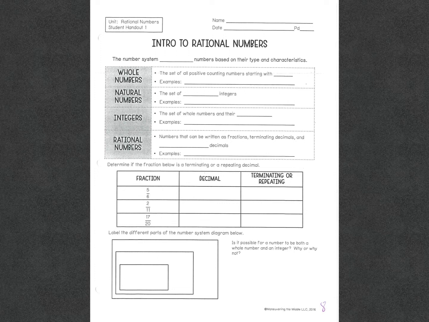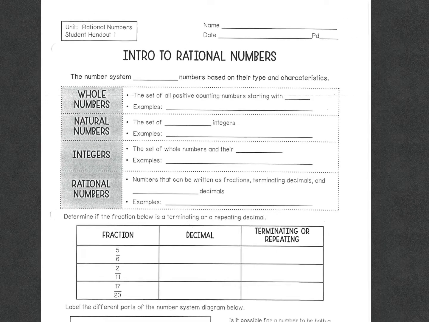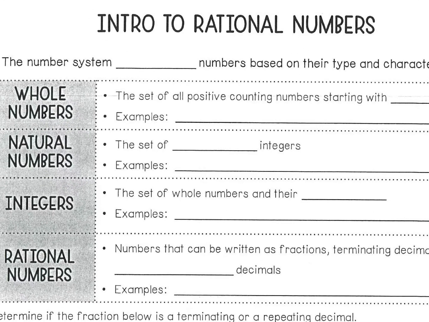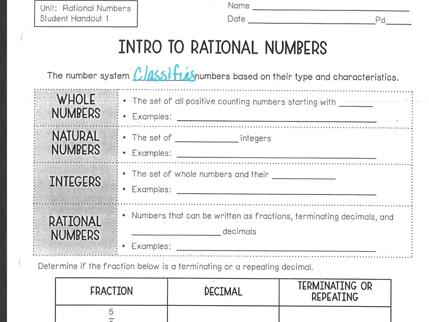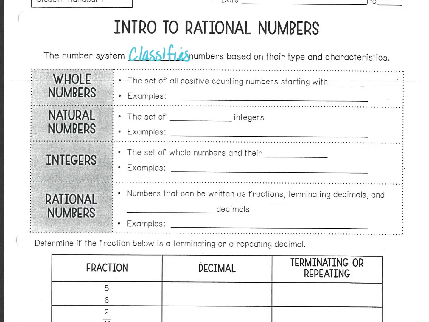Okay, so let's talk about rational numbers. We're going to talk a little bit about rational numbers and we'll start adding and subtracting them. So rational numbers is a number system that classifies numbers based on their types and characteristics. So we have this whole set with different types of numbers underneath this big umbrella that's rational numbers.